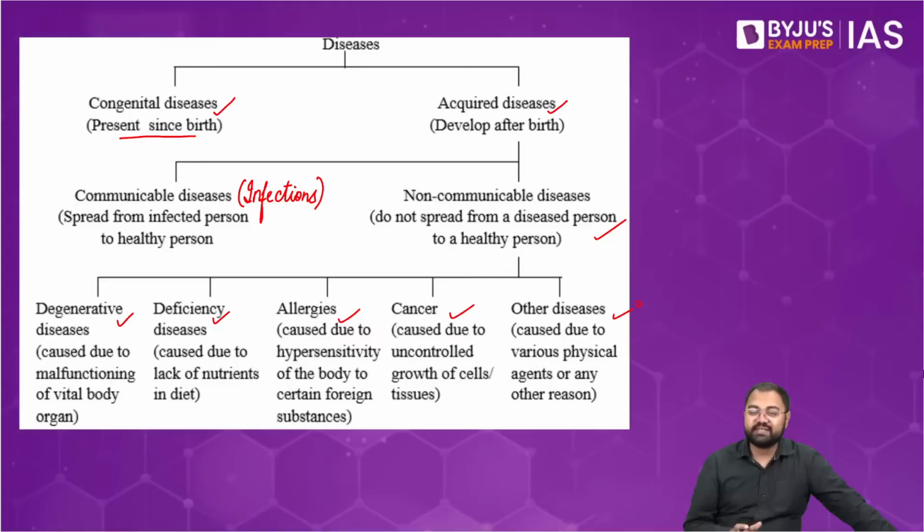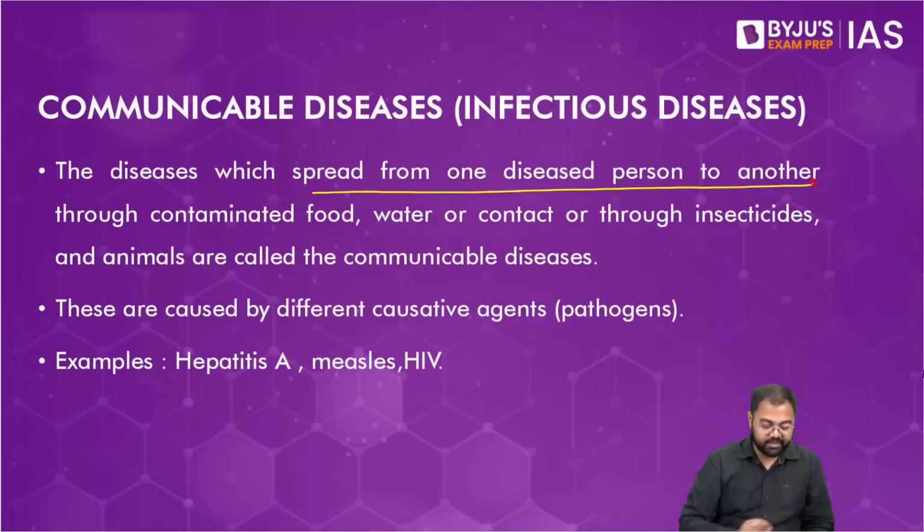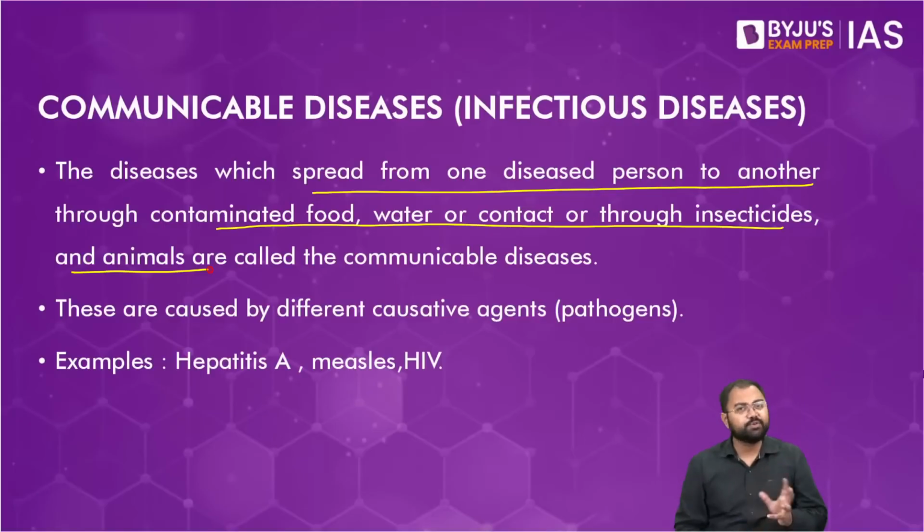Now often what you'll see is that communicable diseases are caused by some kind of pathogens. So these are pathogen based diseases, meaning that either a bacteria or a virus or something else would cause the disease. In case of communicable diseases specifically, it can spread from one diseased person to another, and it could be through contaminated food, water, contact, insecticides, animals, etc. In all these cases, it will be called communicable.